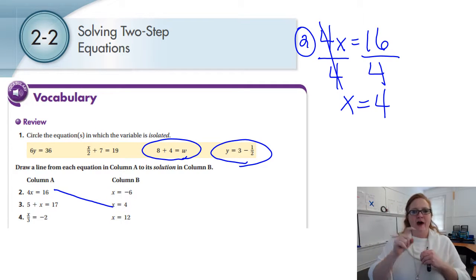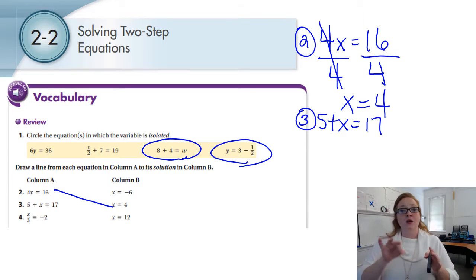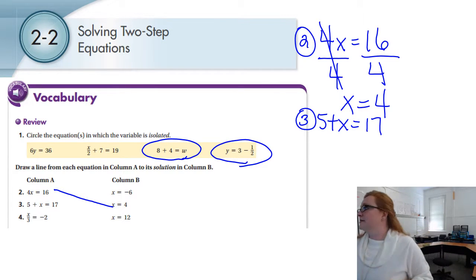Number 3, 5 plus x equals 17. Find the variable x. What operation is with the x? Addition. The opposite of addition is subtraction. 5 is positive. The opposite of that is negative 5, which also means subtract. Go ahead and subtract 5 from both sides.